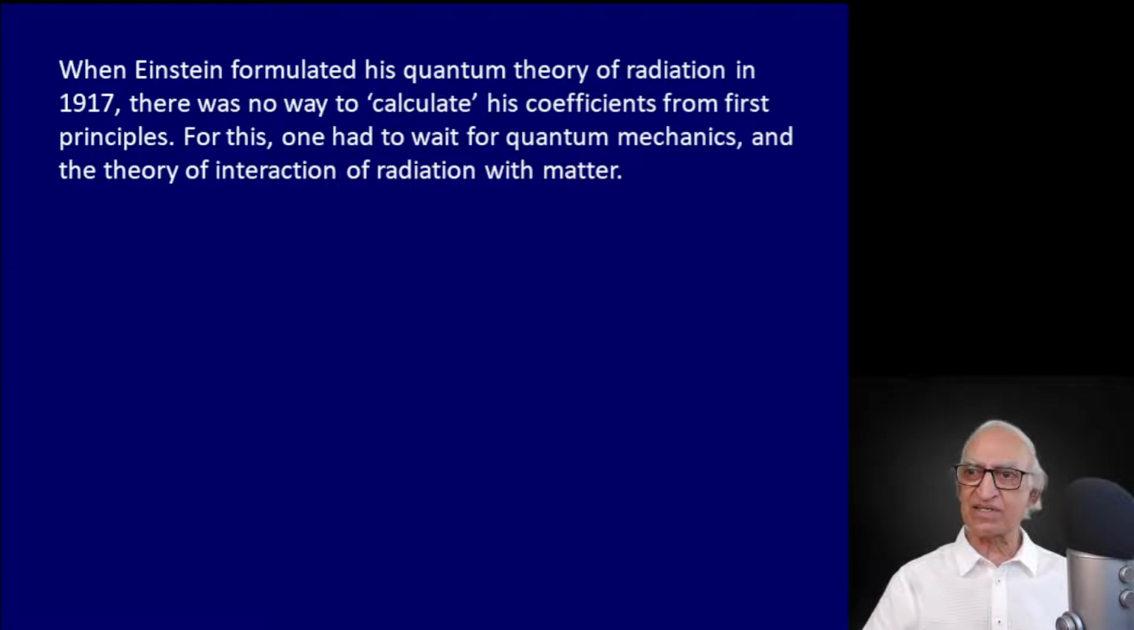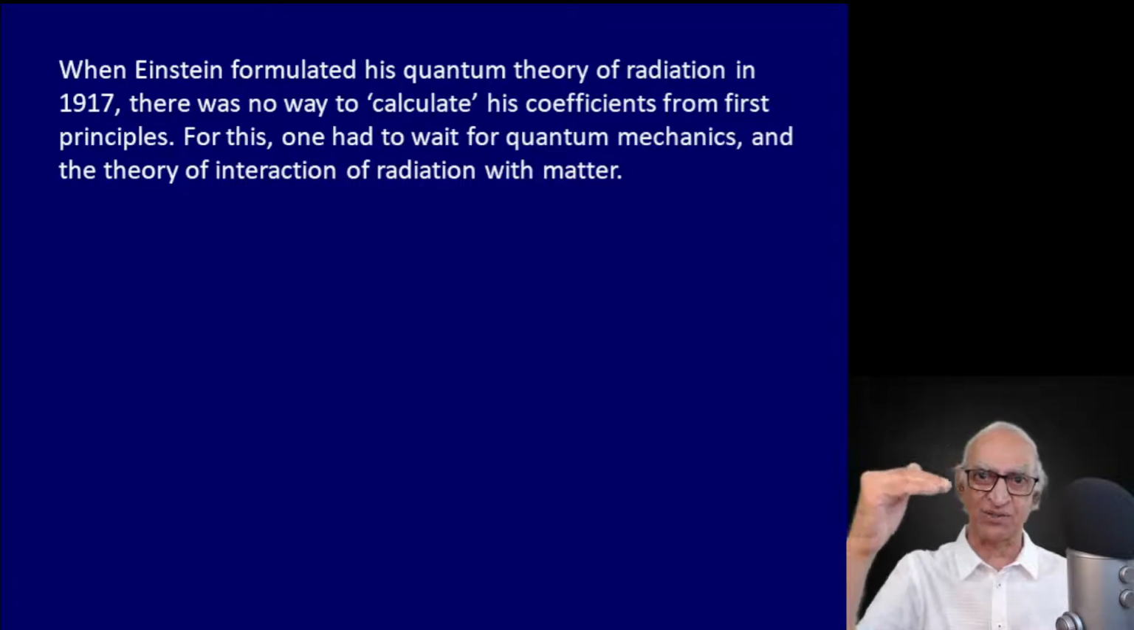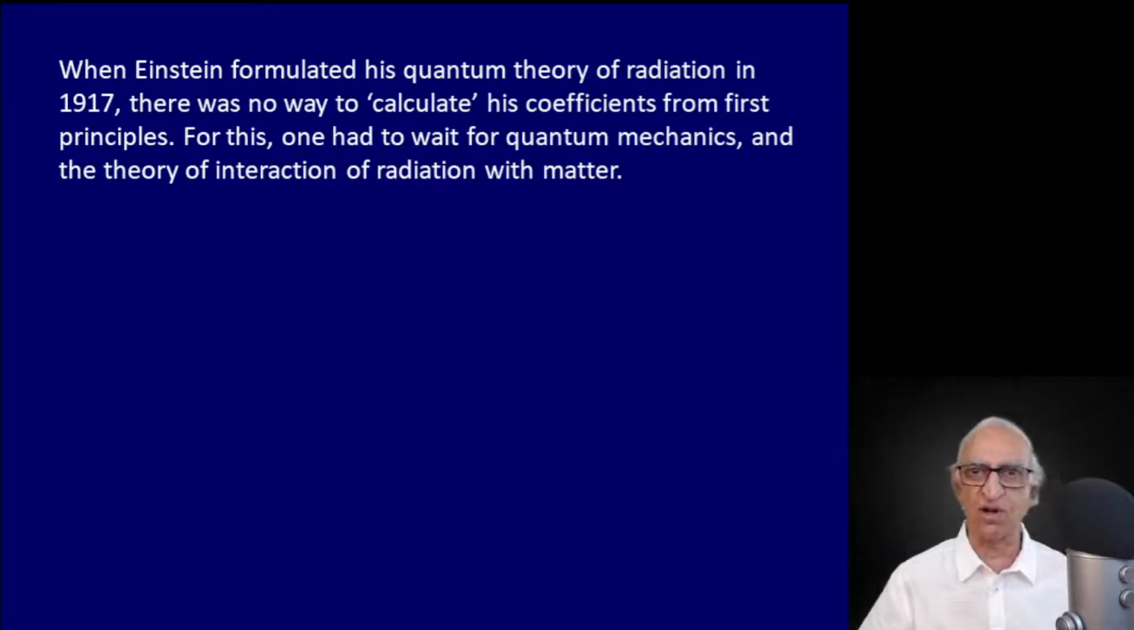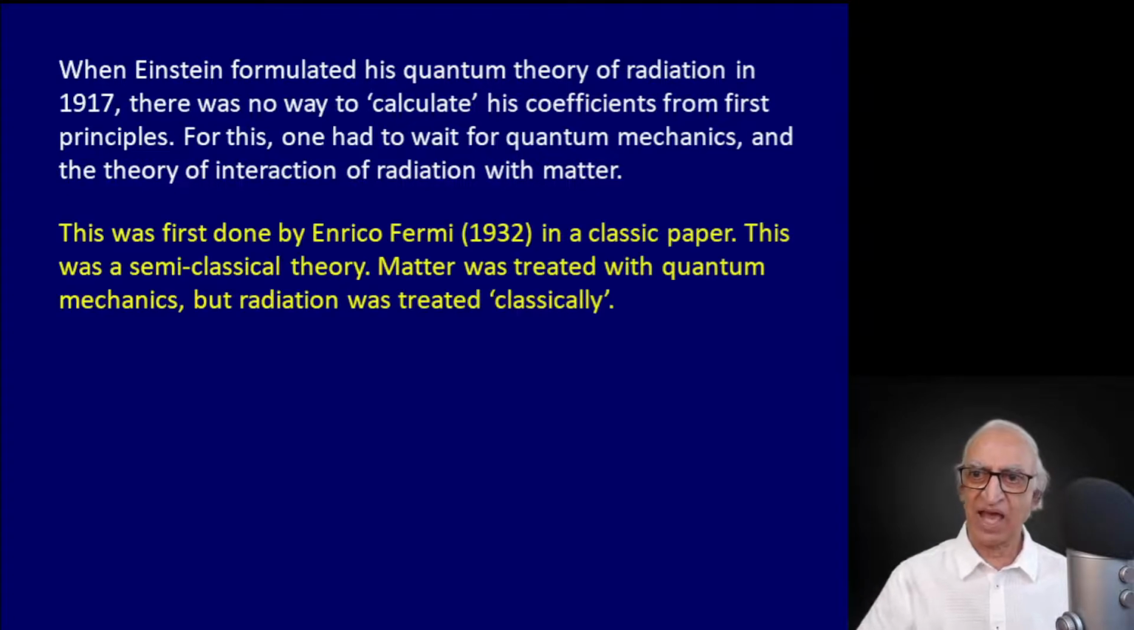When Einstein formulated his quantum theory of radiation in 1917, there was no way to calculate the coefficients A and B. He simply said there's got to be this, and this has got to be the relation between A, B, and C. Now, to actually calculate these coefficients A and B, which are transition probabilities from level 1 to level 2 and level 2 to level 1, one had to wait for the full quantum mechanics. And the first person to calculate these from first principles was Enrico Fermi, the great Enrico Fermi, in a classic paper in 1932. Now, this paper was a semi-classical theory.